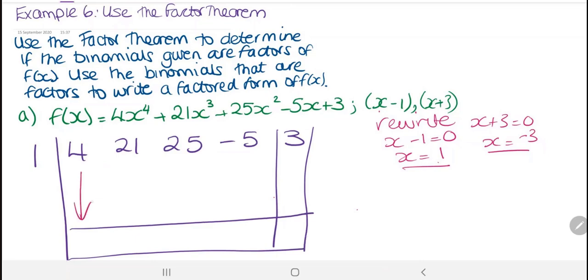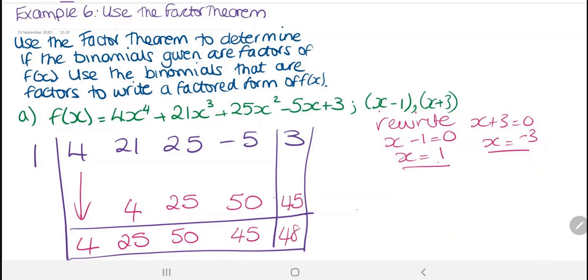So we're going to bring down our 4. 4 multiplied by 1 is 4. 21 plus 4 is 25. 25 multiplied by 1 is 25. 25 plus 25 is 50. 50 multiplied by 1 is 50. And minus 5 plus 50 is 45. 45 multiplied by 1 is 45, and adding in the last column is 48.